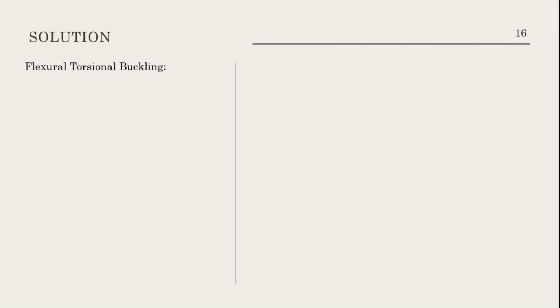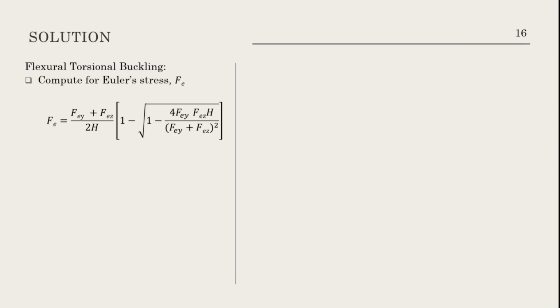Okay, so for flexural torsional buckling, the formula for Euler stress is this one. So Fe equals Fey plus Fez over 2H times what's in the bracket. So for T-shape, this is our formula. But if we're solving for channels, we will just replace Fey by Fex. Okay? But since we're solving T-shape, let's just stick with this formula.